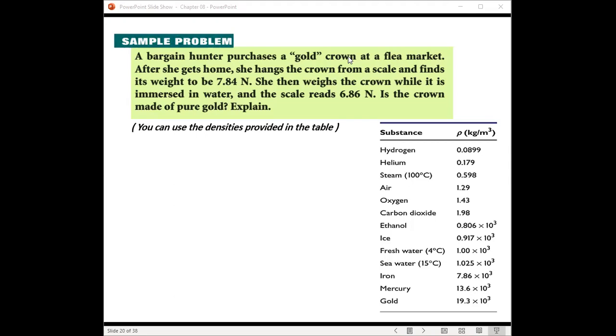The problem says, after she gets home, she hangs the crown from a scale. Read carefully. And finds its weight to be 7.84 newtons. Who can extract the given here? Omar, I'll give you the chance to unmute yourself. Yes, Mister.